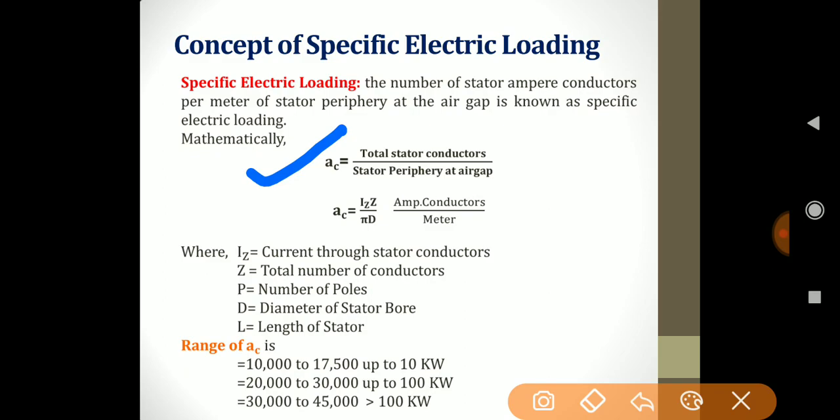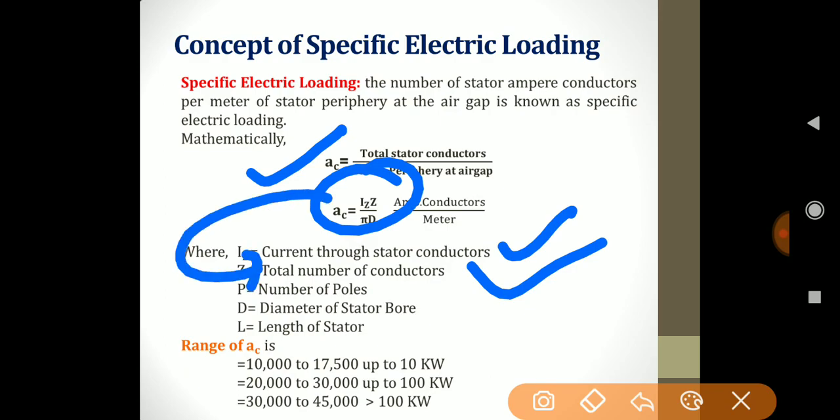Where IZ is current through stator conductors, Z is total number of conductors, P is number of poles, D is diameter. So all these terms I hope you have understood. D is the diameter of stator bore, as rightly mentioned there.